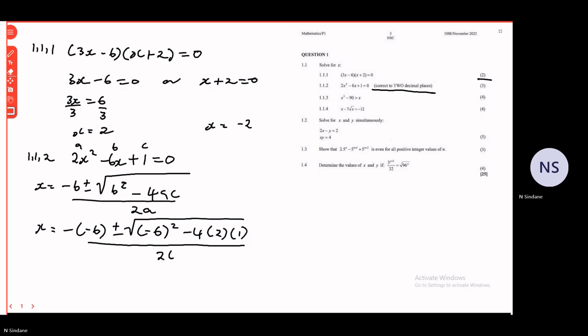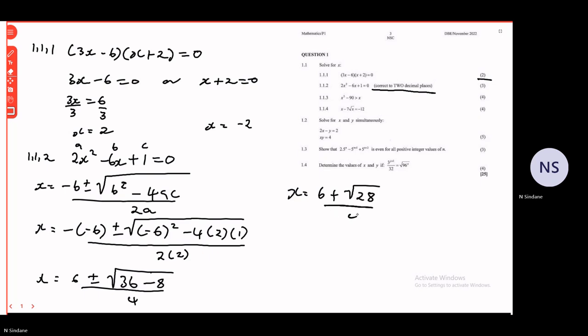2 times 2. Then this will give me x equals positive 6 plus or minus the square root of 36 minus 8, divided by 4. And then x equals 6 plus the square root of 28 over 4, or x equals 6 minus the square root of 28 over 4.